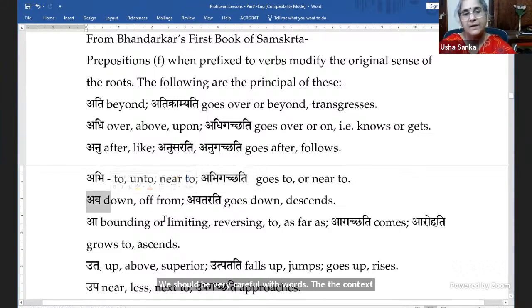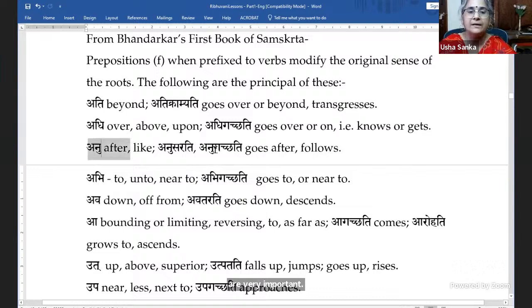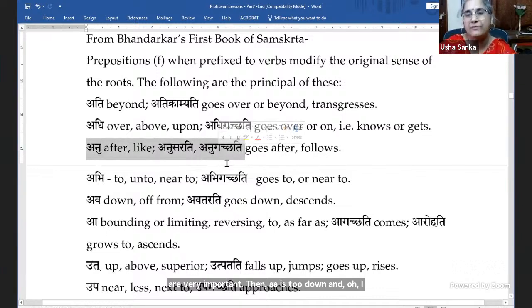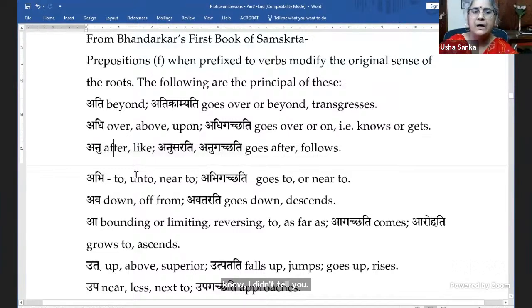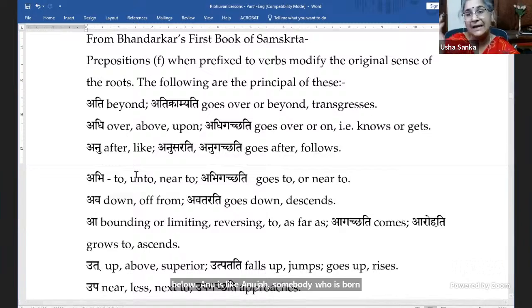Then ava is down, and oh, anu, I didn't tell you. Anu sarati. Anu is like after, below and after. We didn't give below. Anu is also below. Anu is like in anujaha: somebody who is born later, after. Okay, and when something is below. Anujaha, anujayate, the younger brother.